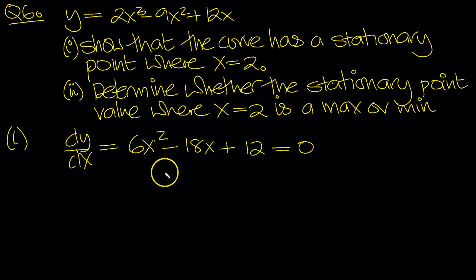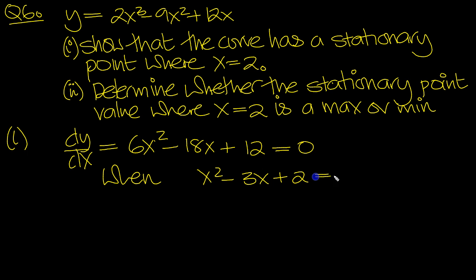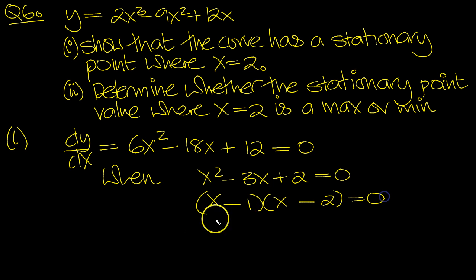Equals 0 then, stationary point, when, divide by 6 all the way through, and we see that. So I've just divided by 6 all the way through the equation here. And now we can factorize. It's got to be 2 1s. It has to be a minus and a minus. So that tells us that x equals 1 or 2.